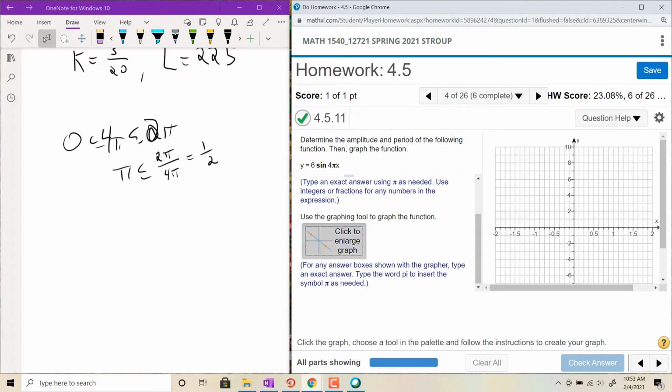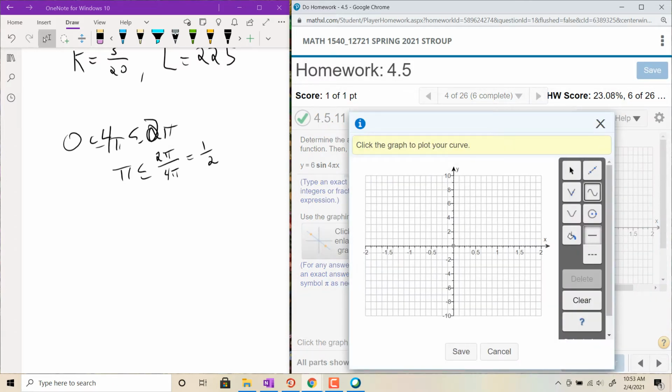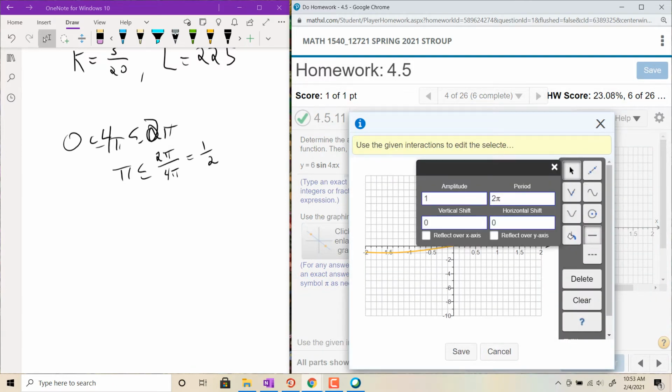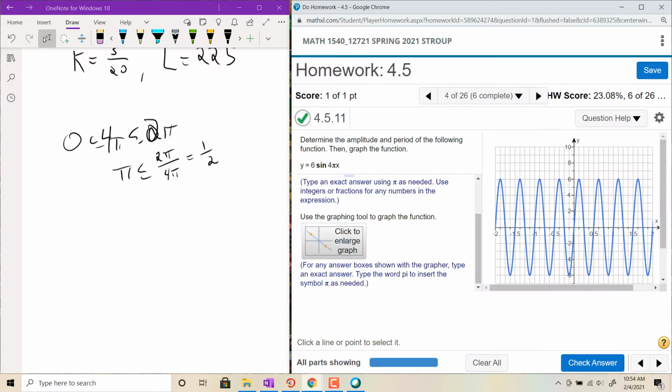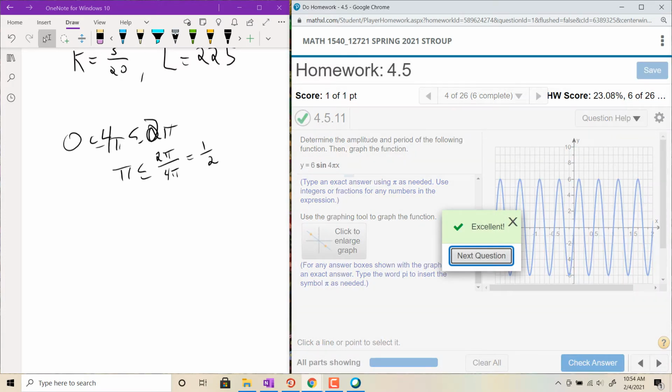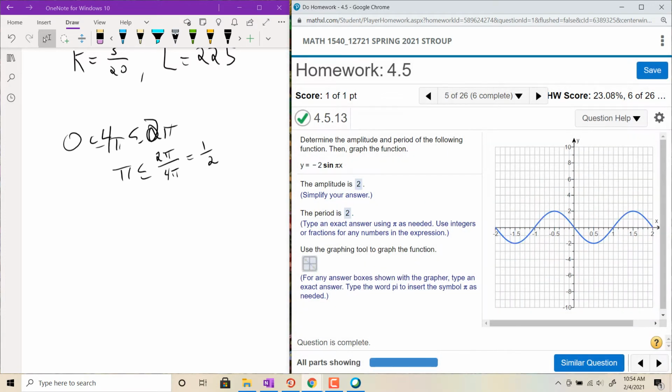And what else? Click to graph the thing. So this is a sine function. You can click anywhere. Amplitude 6, and period is 1/2. And I think that's all she wrote on there. Save, check answer. Yay. All right, let's see what else they got for us.